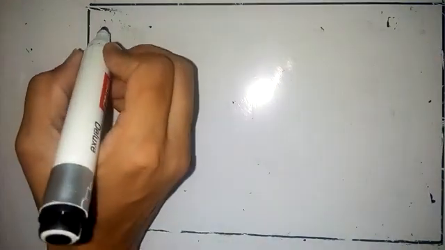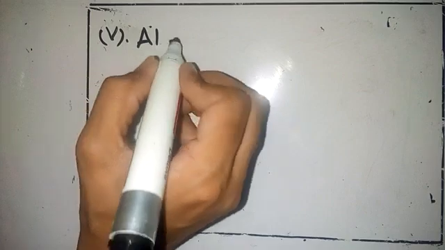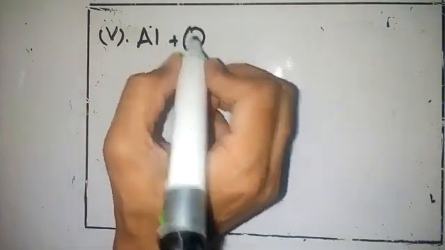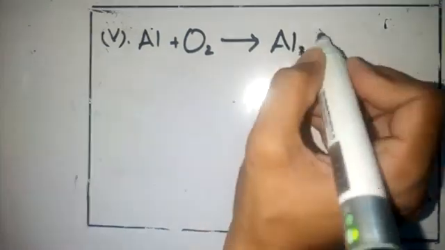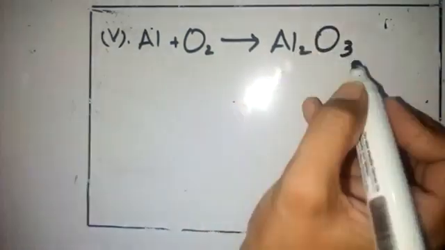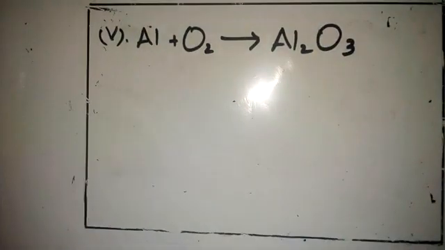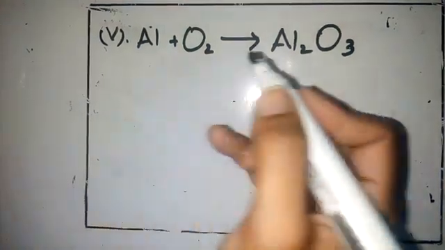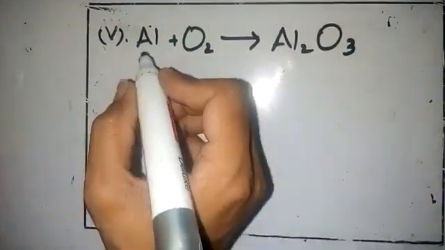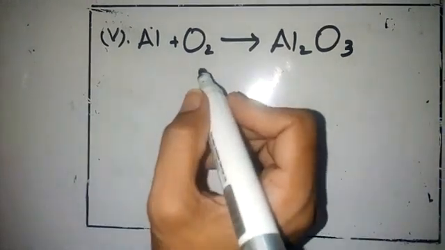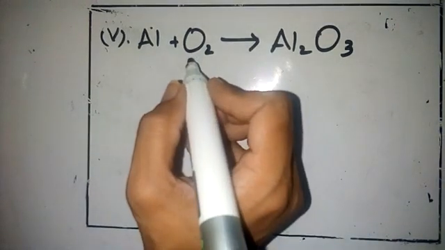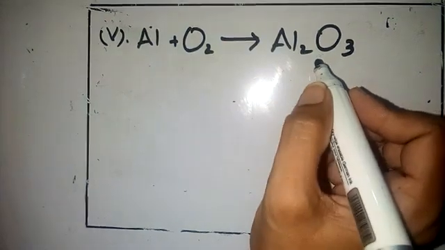Number 5. Aluminium reacting with oxygen giving rise to aluminium oxide, which is Al2O3. Now you can see here it is not balanced. So we have to balance the aluminium and oxygen both. So here the oxygen is 2 and here the oxygen is 3.